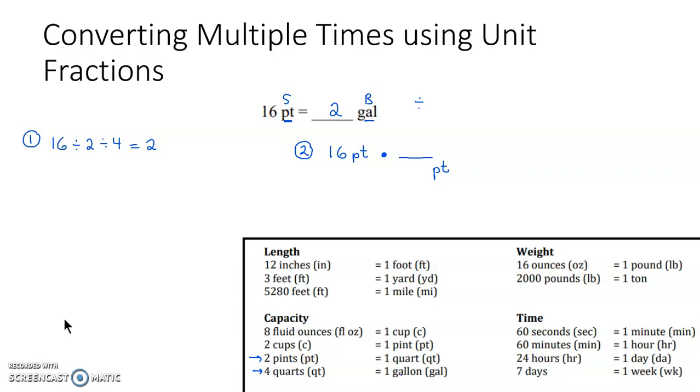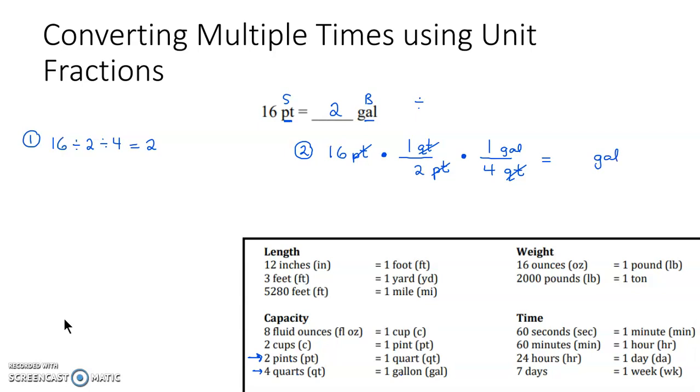So 16 pints times, we put the 1 quart up top and the 2 pints below from our first conversion. That will cancel our pints and pints. And then our second conversion, we're going to match our quarts so that they cross cancel as well. So 4 quarts and 1 gallon goes up top, and quarts cancel.